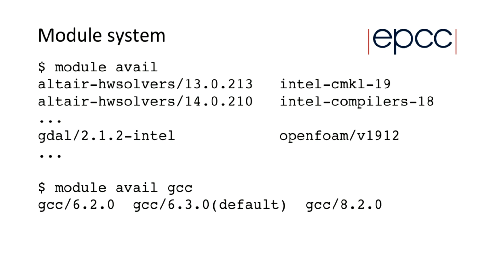If you want to narrow down your options a little bit, you can do module avail, in this case gcc, and that will show you that there are 3 versions of this available, of which GCC 6.3.0 is the default.